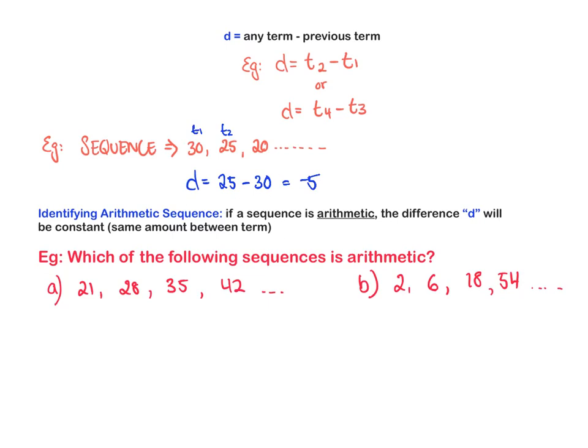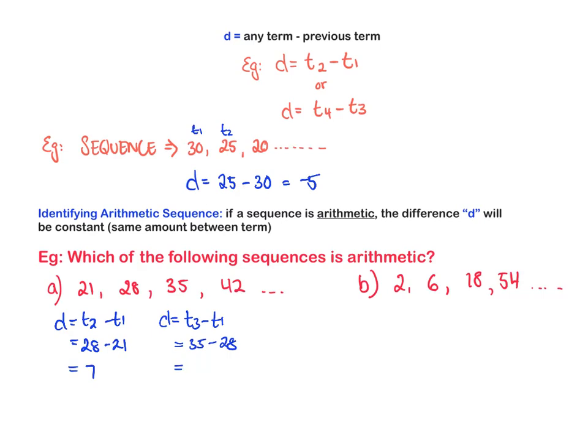Which of the following sequences are arithmetic? What we might do is take a term and subtract the one before it. So if I say T2 minus T1, that would be 28 minus 21 equals 7, sorry. And then if I tried the next one, T3 minus T2, I'd get 35 minus 28.